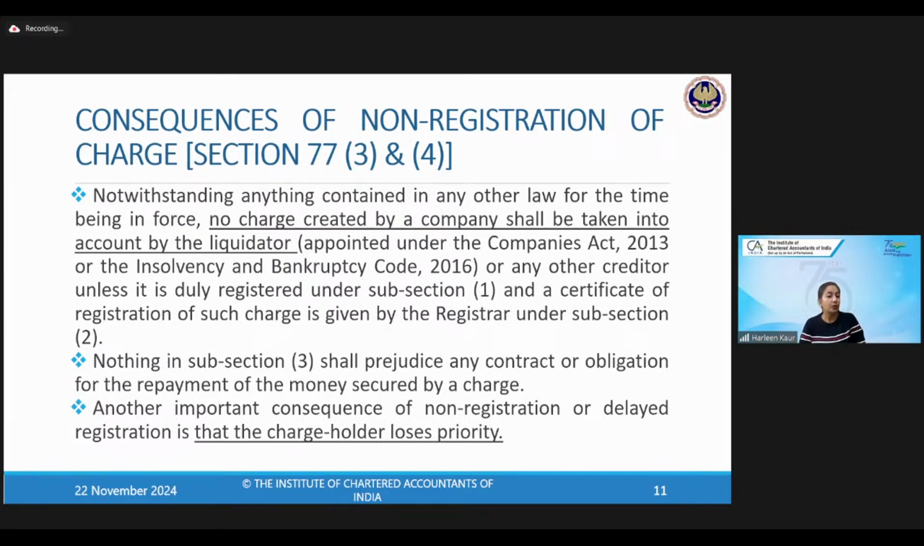Another important consequence of non-registration is that the charge holder loses his priority, because now he will not be given his money first. First the money will go to those whose charge has been registered, who are secured creditors. So he loses his priority over this.